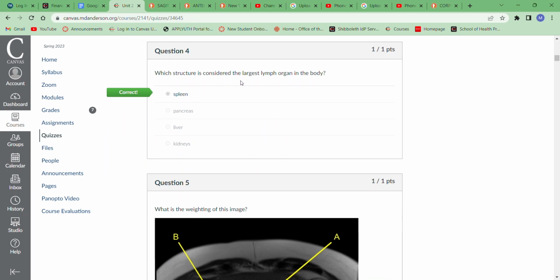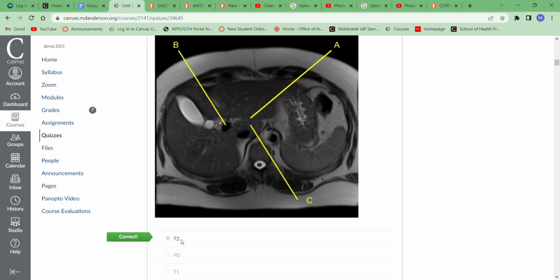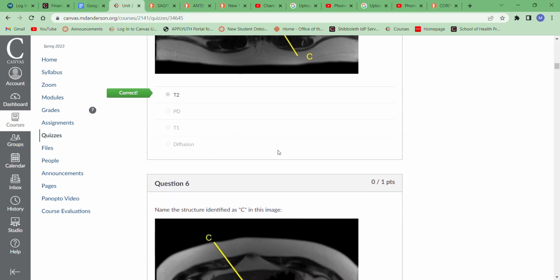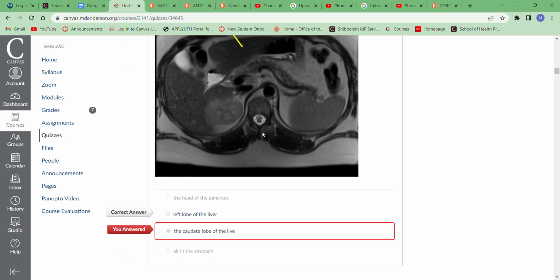Which structure is considered the largest lymph organ in the body? The spleen. What weighting is this image? That is a T2. This is the gallbladder here, and that's filled with fluid, and it is bright. Also, you can see the CSF here is bright as well. What is structure C? That is the left lobe of the liver.